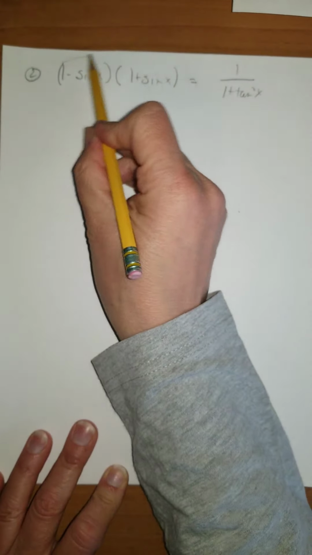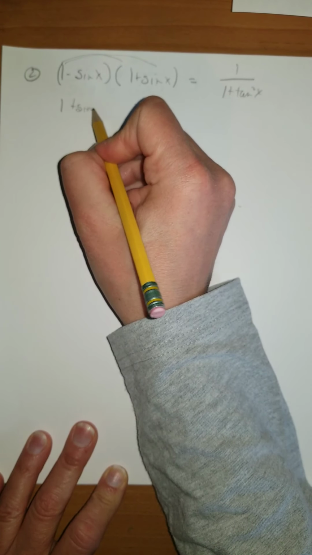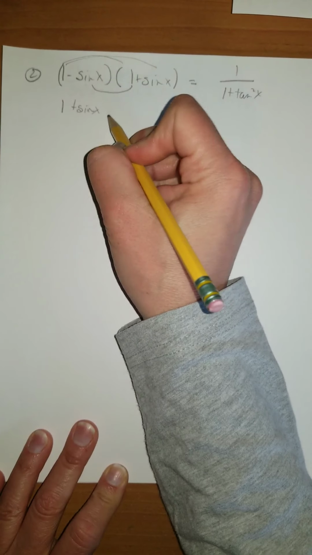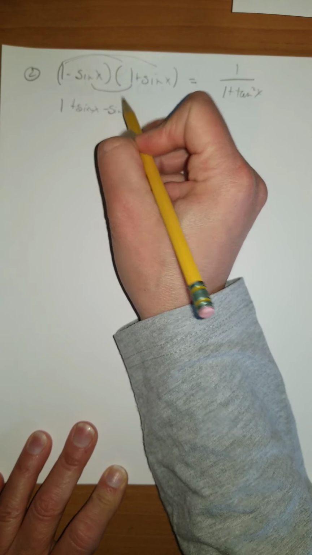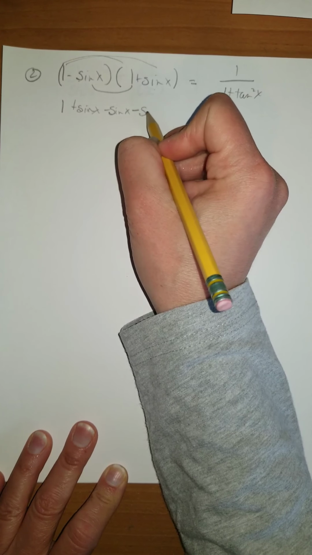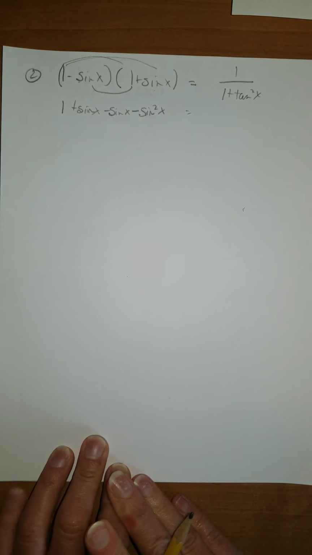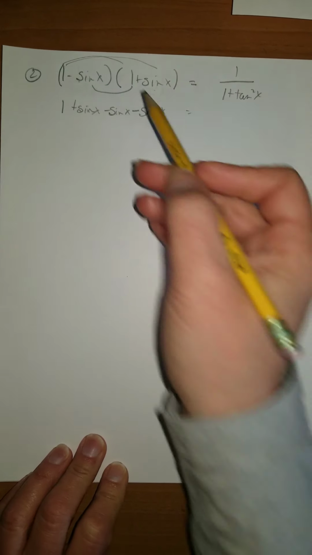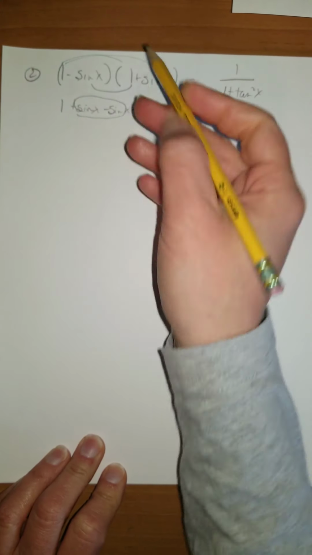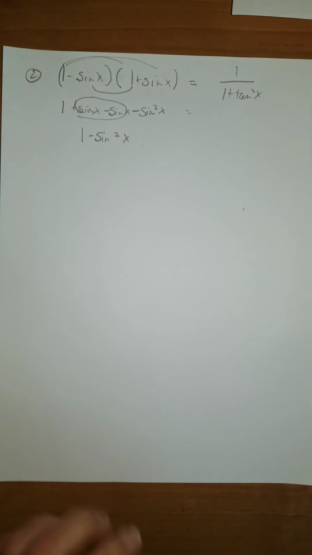Okay, so if they're asking me to multiply, that's what I'm going to do. All right, 1 times 1 is 1. 1 times the sine of x is the sine of x. The negative sine of x times 1 is a negative sine of x. And then a negative sine of x times a positive sine of x is a negative sine squared of x. And that should equal that, right? Okay, does anything happen? Yep, this is gone because that's 0, right? So I get 1 minus the sine squared of x.